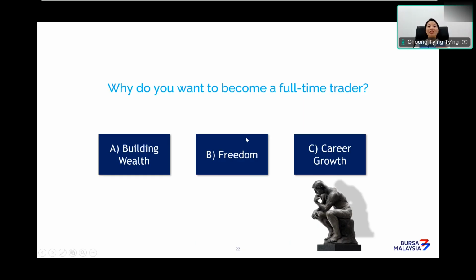And the last part, I definitely saw that some of you also selected number C, your career growth. If you really have the passion and interest to become a full-time trader, then you can go with it, because there is nothing wrong with becoming a full-time trader as well. So for this particular topic, we are going to focus on A and C as options, because B, sooner or later, we are going to cover in other topics for you to understand better.